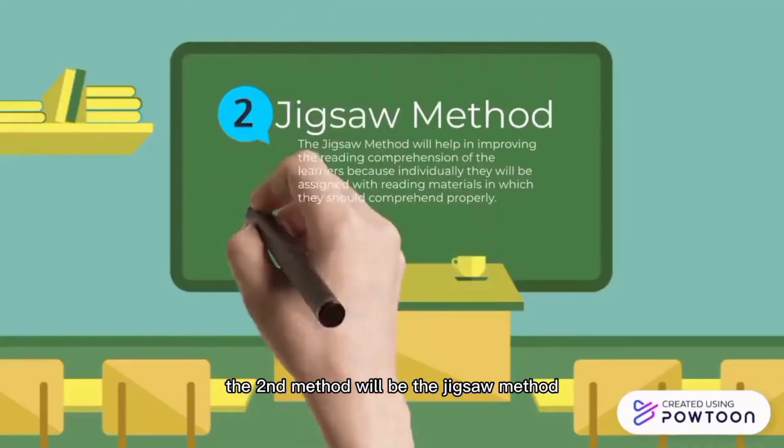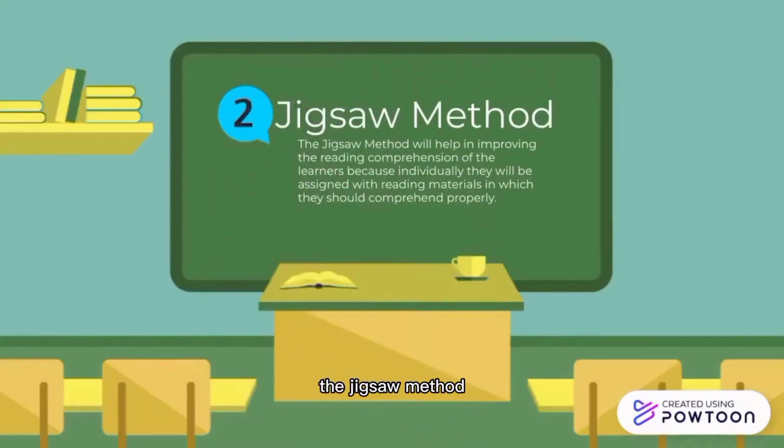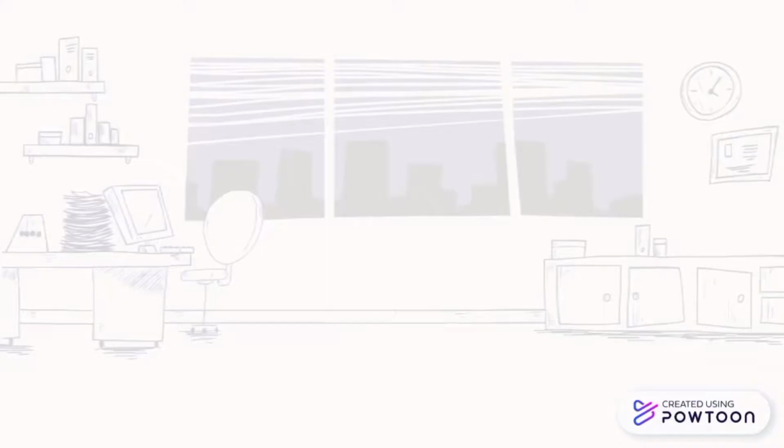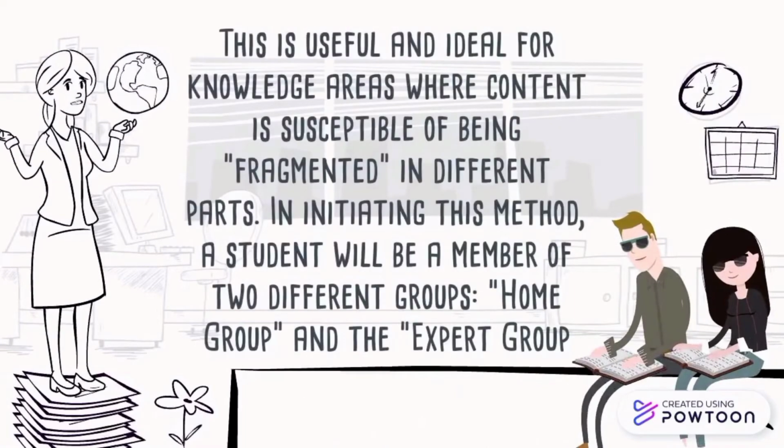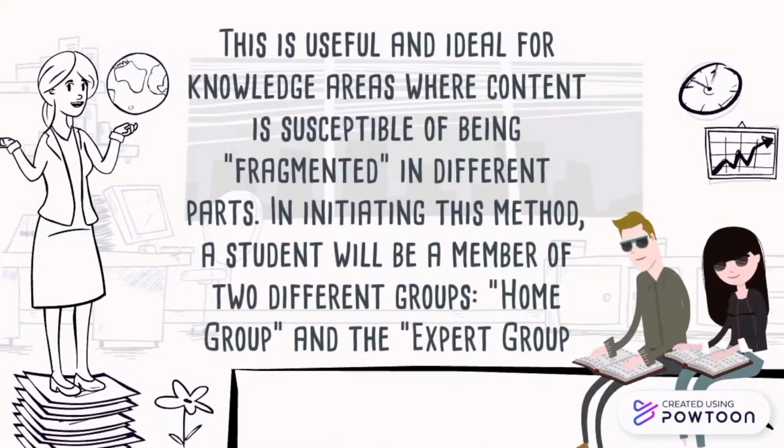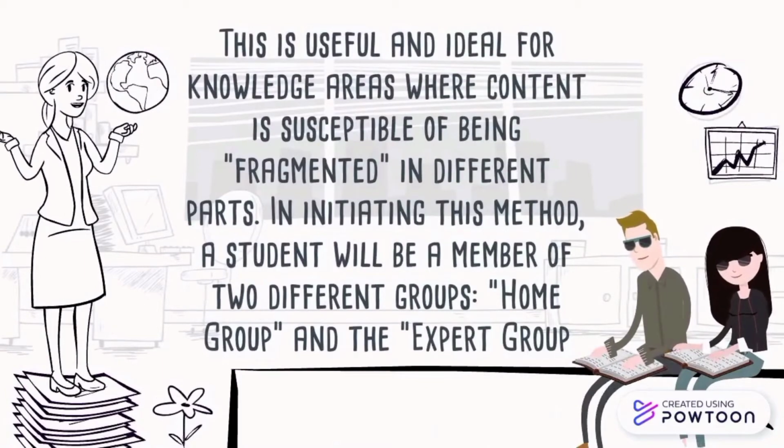The second method will be the jigsaw method. The jigsaw method will help in improving the reading comprehension of the learners because individually they will be assigned reading materials which they should comprehend properly. The jigsaw method is ideal and useful for knowledge areas where content is susceptible to being fragmented into different parts. In initiating this method, a student will be a member of two different groups, the home group and the expert group.